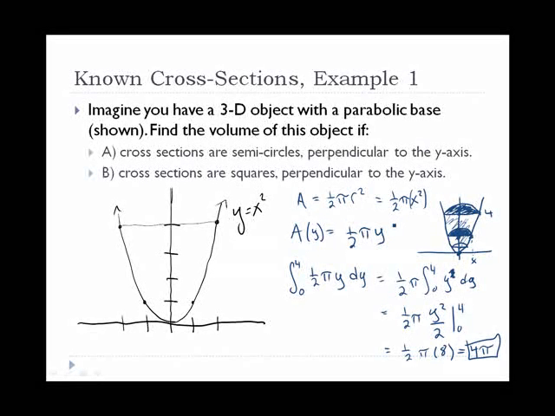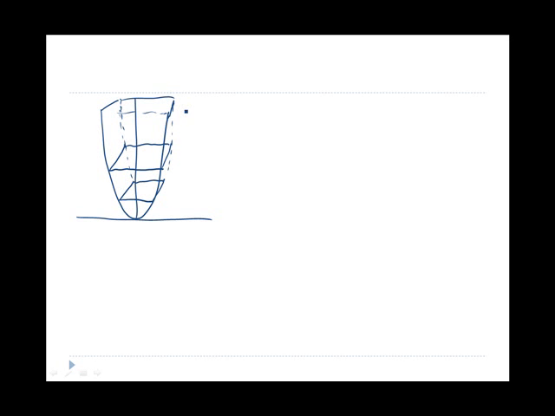Next we want to look at cross-sections that are squares. So let me redraw this region for you. It's a little skinnier this time, but oh well. And now our cross-sections are going to be squares, again perpendicular to the y-axis. So they're going to look like this, more or less. Okay, and let me put another one in here. So it has square cross sections. Put one more in here. Okay, so that's what the region looks like.